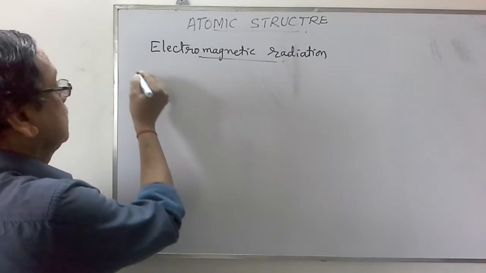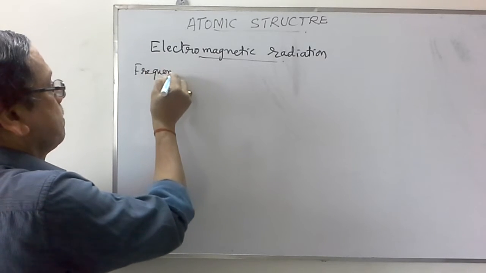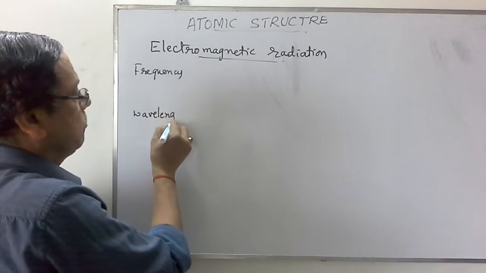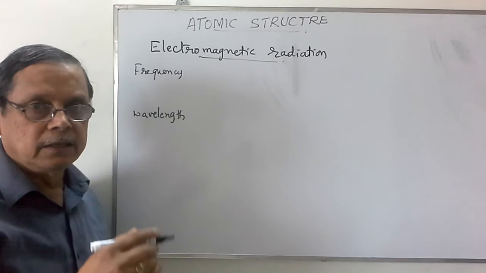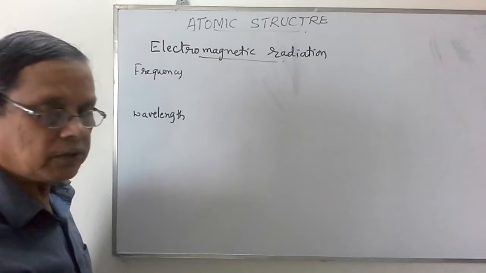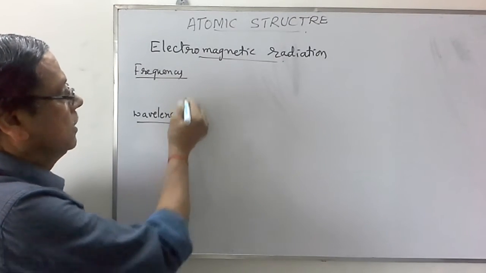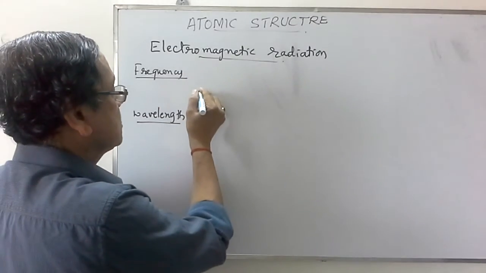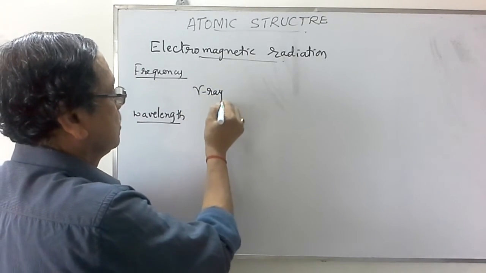So those types are, here if you consider the frequency and the wavelength, we know that frequency and wavelength are inversely related to one another. That is, nu is equal to c by lambda. So we have considered this frequency and wavelength to classify the various types of radiations. First we consider gamma radiations, gamma rays.